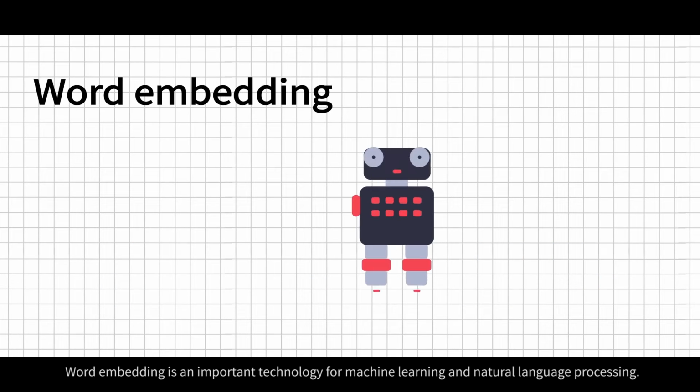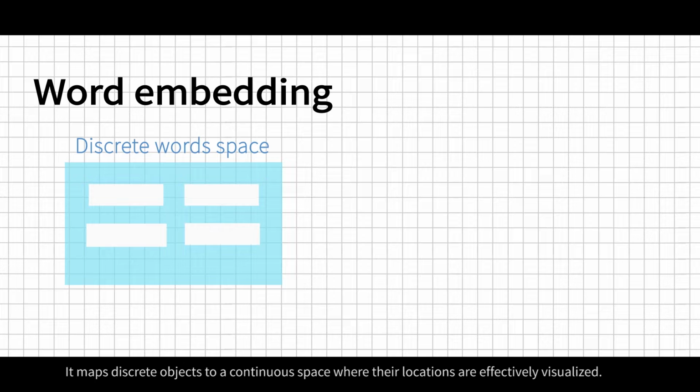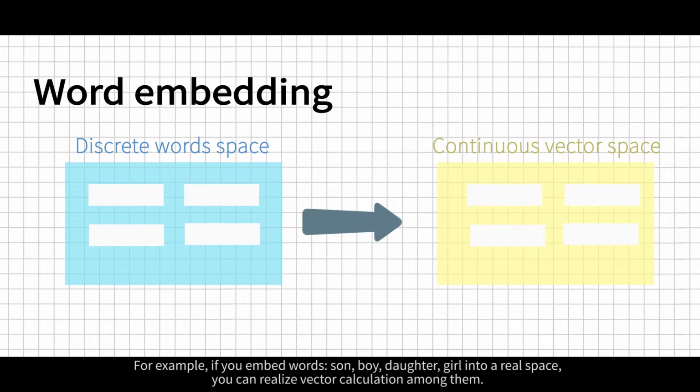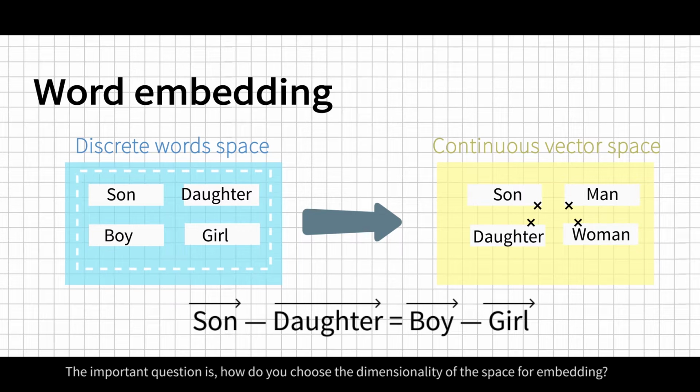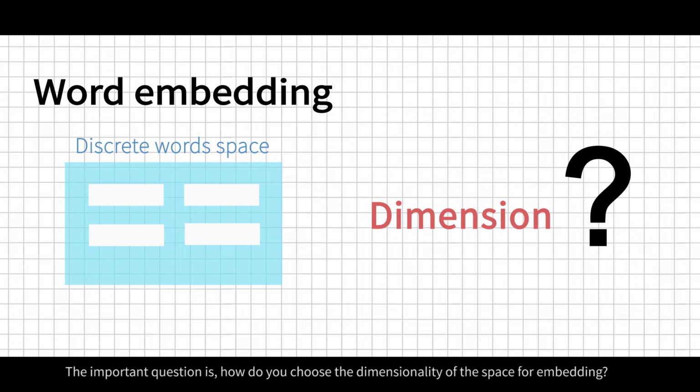Word embedding is an important technology for machine learning and natural language processing. It maps discrete objects to a continuous space where their locations are effectively visualized. For example, if you embed words, son, boy, daughter, girl into a real space, you can realize vector calculation among them. The important question is, how do you choose the dimensionality of the space for embedding?